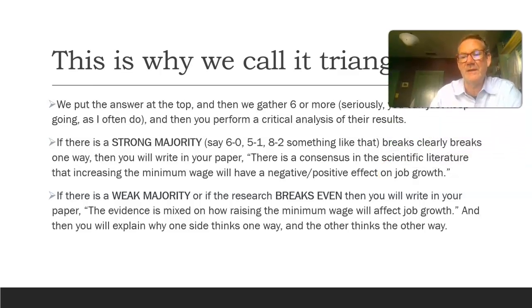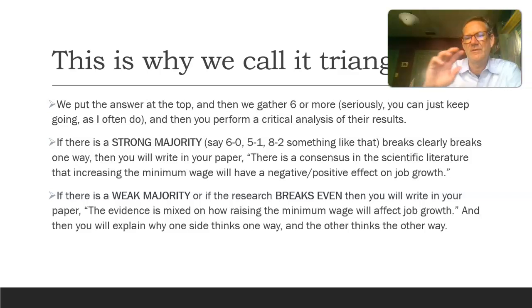So this is why we call it triangulation. We put the answer at the top. You get all your answers, right? And then you look at what they're all saying. If there's a strong majority, say 6-0, 5-1, 8-2, something like that, that clearly breaks one way, then you will write in your paper, there is a consensus that raising the minimum wage will have a negative or positive effect on job growth, whichever one we found. But one reason I picked this question, it's a good question where we're pretty certain we're not going to get this like strong break. Most of your questions, you probably will get a pretty strong break. That's my guess.